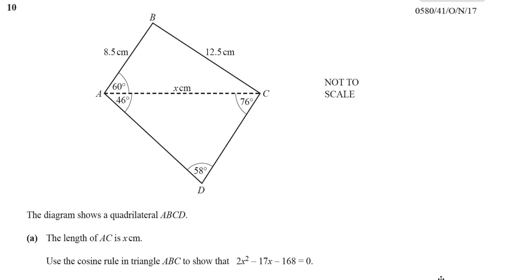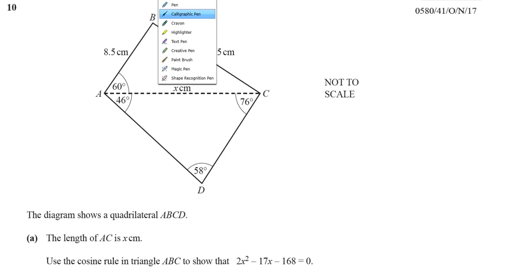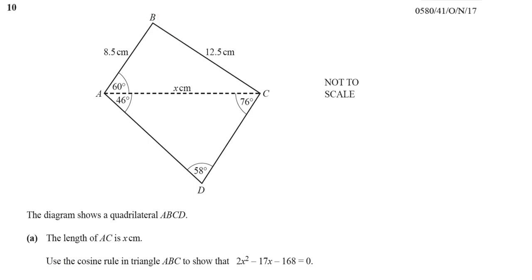Okay, here we have question number 10 from October, November 2017, paper 4, variant 1. It tells us to use the cosine rule in triangle ABC to show that 2x squared minus 17x minus 168 equals 0. So very kindly, they have told us what to use in this question. They didn't have to do that, so that actually helps us quite a lot.